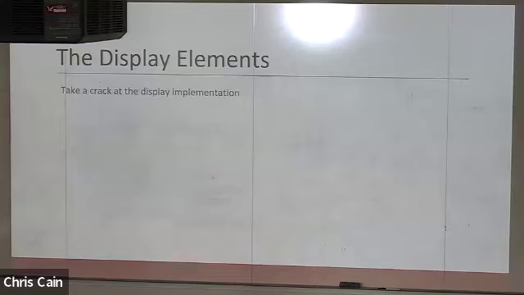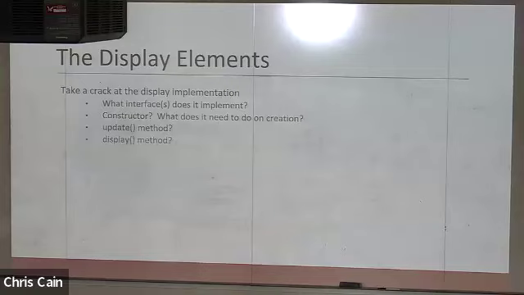Let's take a crack at that real quick. We have a little bit of time today. So think about what interfaces does it implement? How do you make the constructor? What do we need to do on construction? How do we implement the update and display methods for each of the different display implementations? So see if you can think of the associated logic of how you would actually implement the logic in the UML.